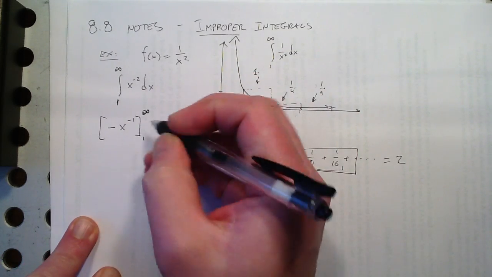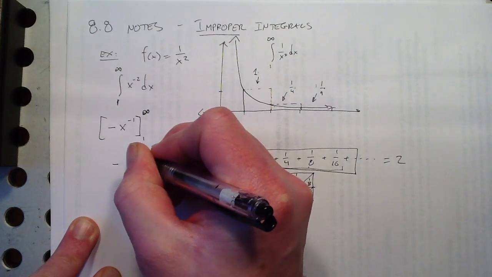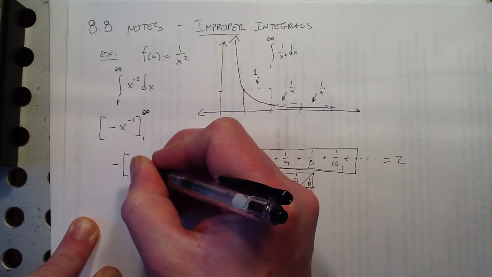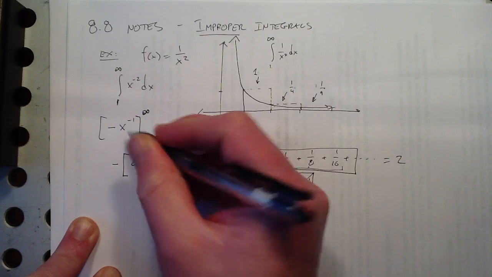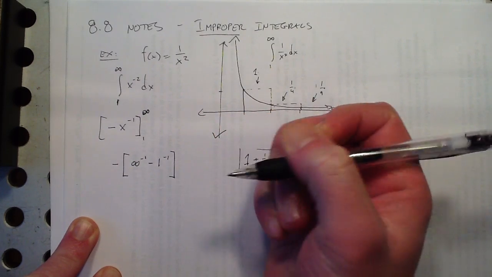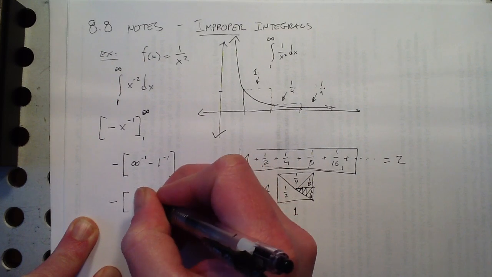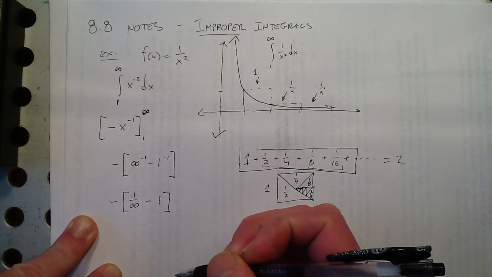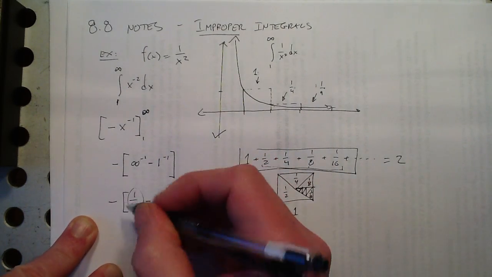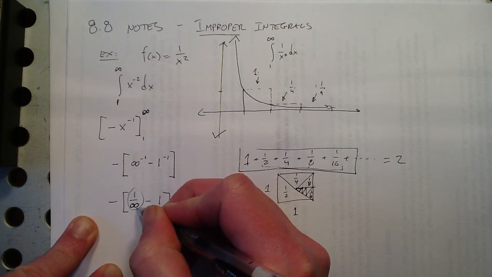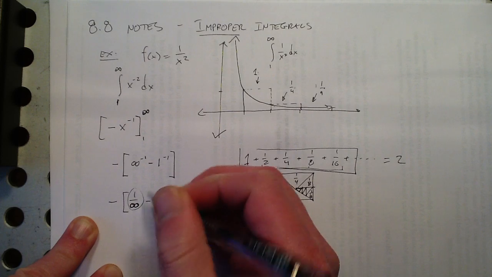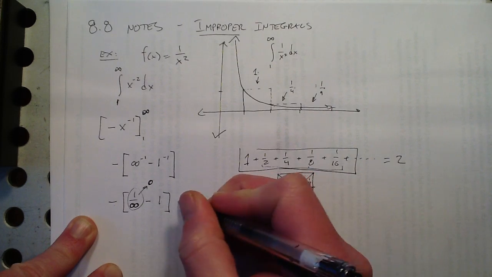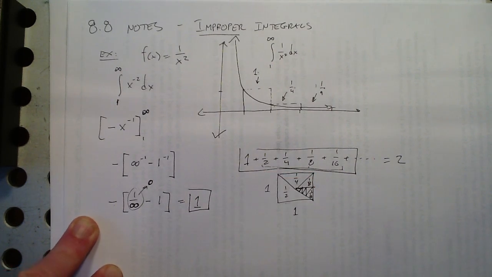So let's see. I'm going to take the negative sign to the outside, make it a little less likely to make a sign mistake. I'm going to plug infinity in here. It's infinity to the negative 1 minus 1 to the negative 1. Now, minus 1 over 1 is just 1. So the question is this: what does that equal to? Well, 1 over infinity, as something gets bigger and bigger and bigger, 1 over infinity is just 0, right? That goes to 0. And so I have negative 1, so that answer is the area is in fact equal to 1.